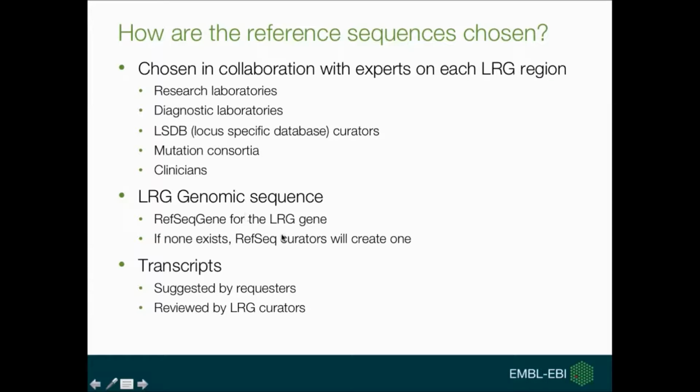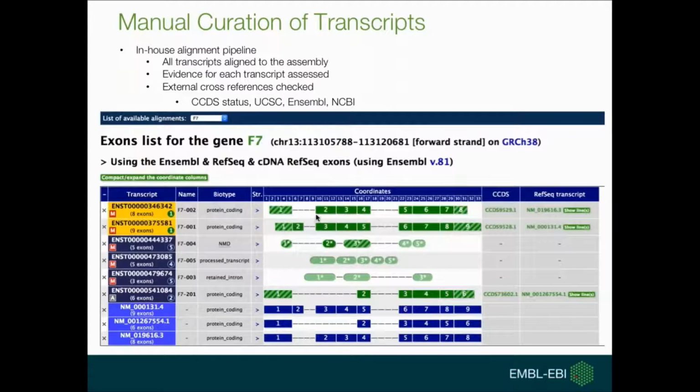Once the genomic sequence is in place, then we need to decide which transcripts to include as reference sequences. As I've indicated, the transcripts can be suggested by the requesters, but they undergo review by the LRG curators. Now, the manual curation of transcripts is extensive. We use an in-house alignment pipeline for this. All known transcripts, for example, in this case, all the Ensembl and the NCBI transcripts, are aligned to the assembly. Then evidence for each particular transcript is assessed, and finally, cross-references are checked.